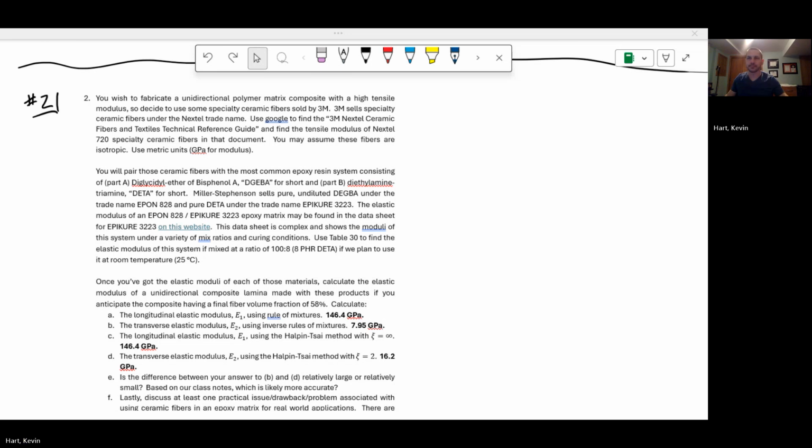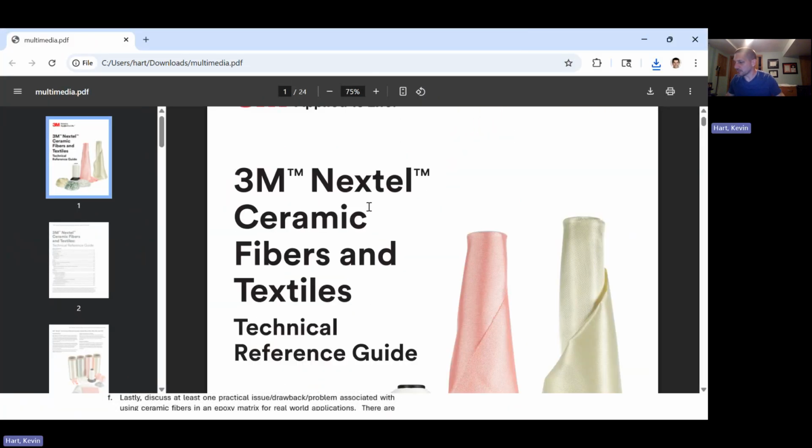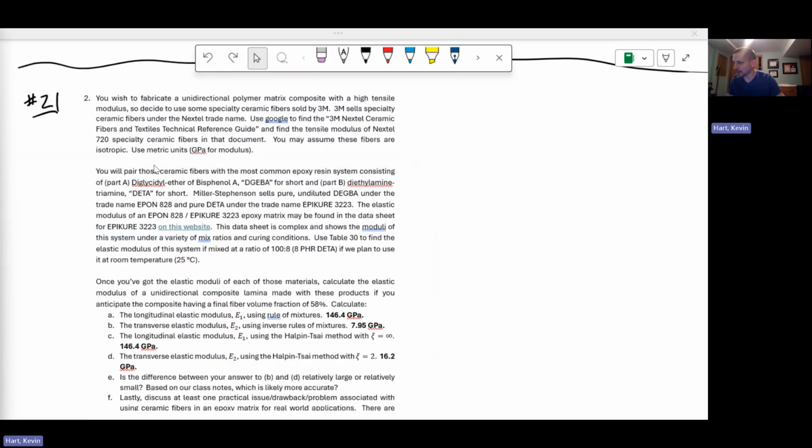Okay. All right, so here it is. So you just Google it. This is the first thing that comes up. No problem, we found it. All right, that's that. Find the tensile modulus of Nextel 720 specialty ceramic fibers.